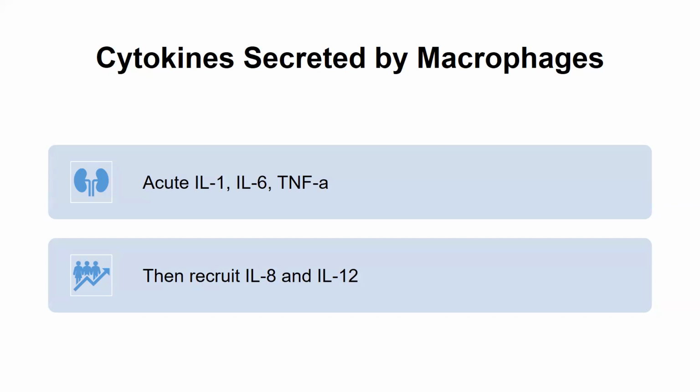So now we're going to get into breaking down cytokines that you should know based off of who secretes them. I didn't really have a better place to put it, so I just stuck it here. The cytokines secreted by macrophages in the acute phase are going to be IL-1, IL-6, and TNF alpha. Then afterwards, they will recruit IL-8 and IL-12. So these are all secreted by macrophages: 1, 6, TNF alpha, 8, and 12. 1, 6, and TNF alpha come first in acute inflammation.